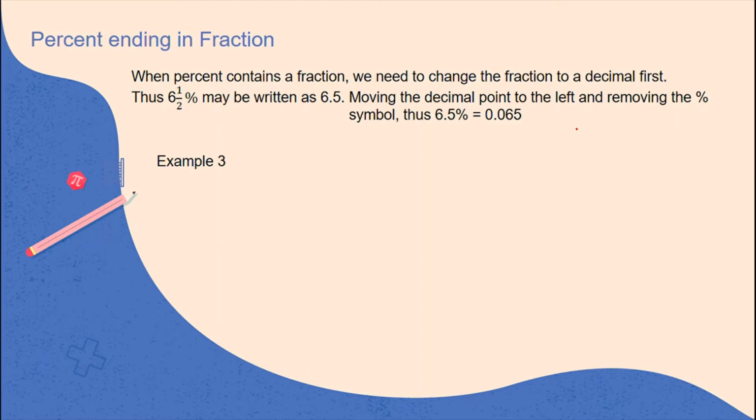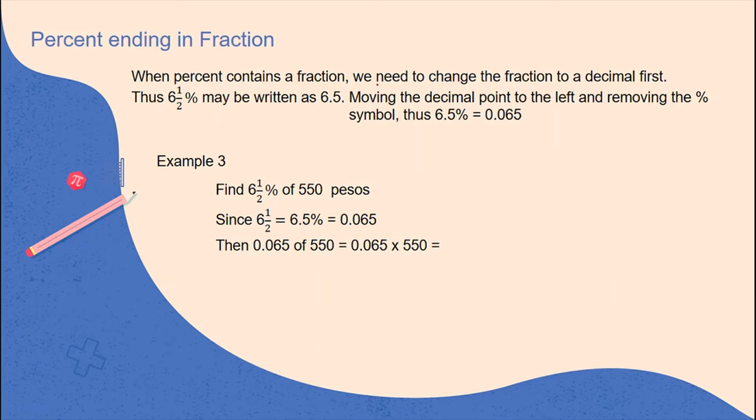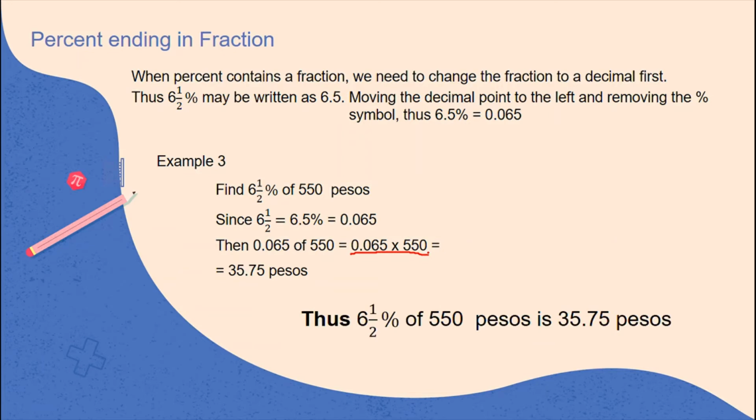So let us try our example number 3. Find 6 and 1/2% of 550 pesos. We already expressed 6 and 1/2% as a decimal, that is 0.065. Multiply it with 550. So 0.065 multiplied by 550, we get the answer of 35.75 pesos. So 6 and 1/2% of 550 pesos is 35.75 pesos.